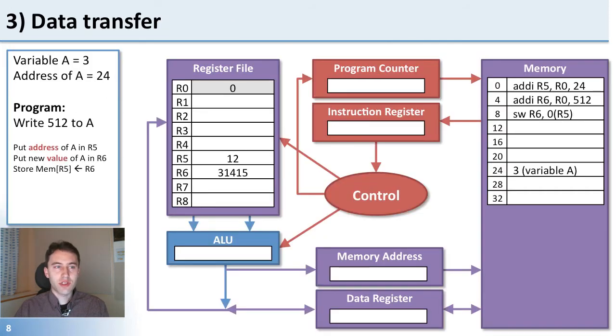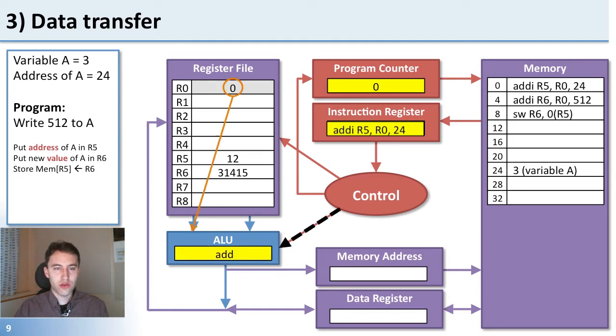So the third question was about doing data transfers. Here we're going to load data pointed to by a register. If we walk through this program, we start at instruction 0. We're going to do this instruction here, add immediate R5, R0, 24. Now R0 is always 0, so what this instruction does is it puts 24 into R5.